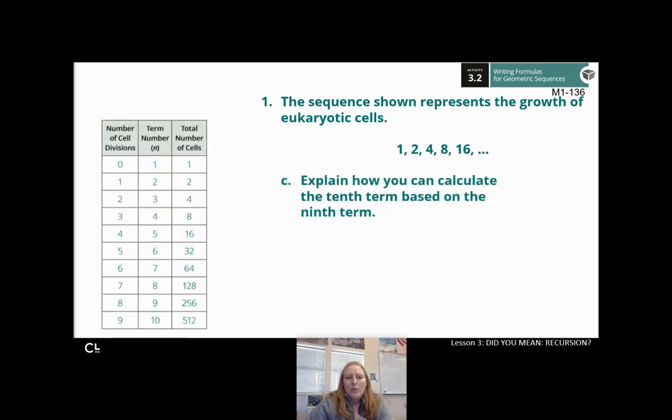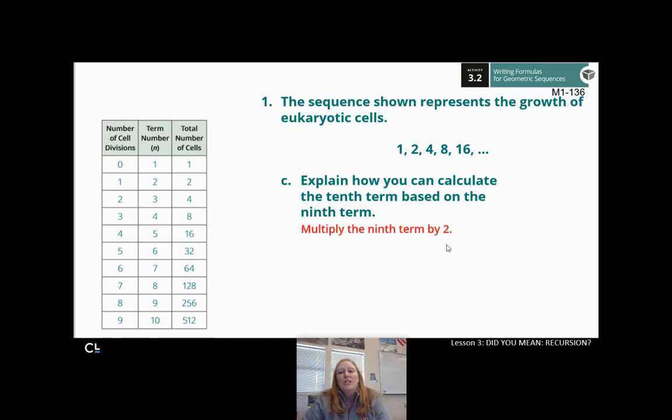So my question is this: if I cut it off here and I just ended up at the 9th term, how would you calculate the 10th term based on the 9th term? Hit pause, write it down, hit play when you're ready to check. So of course, if I had the 9th term and I wanted the 10th term, I would just multiply the 9th term by 2, right?